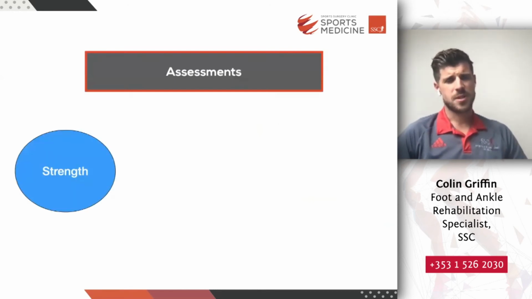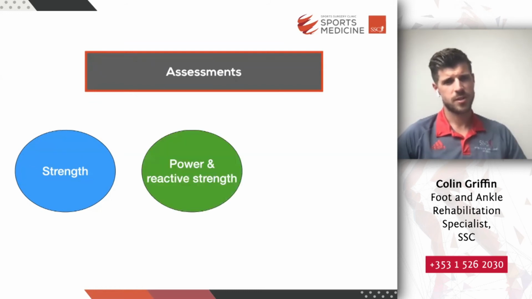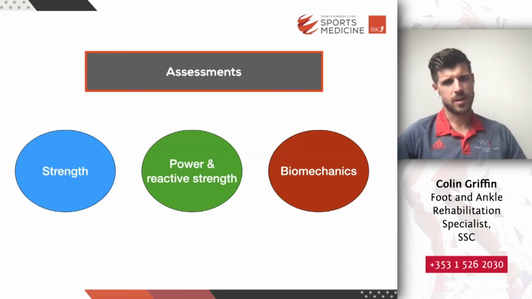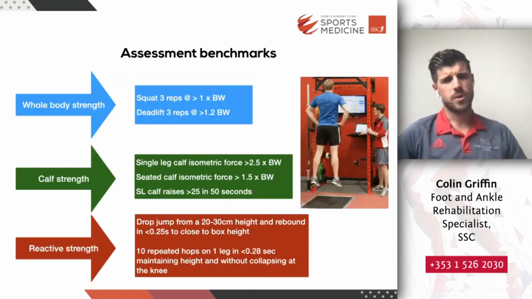So some of our common assessments when people present us with injuries or want to try and manage their injury risk factors: we assess strength, we assess their power and plyometric ability, and we also look at their biomechanics, the running biomechanics or running gait. So when we're assessing strength, we want to get a rough idea of whole body strength.